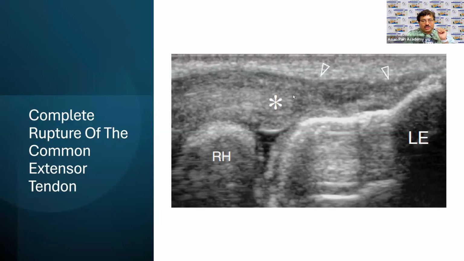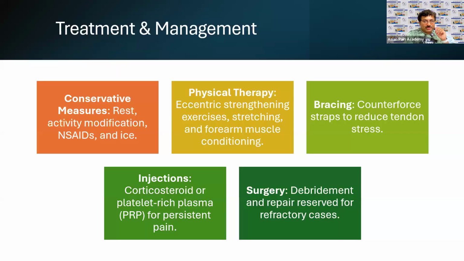So up to this part everything is there, and next we have the hypoechoic area, and this is also reduced in breadth. So basically this is a complete tear of the common extensor tendon. So these are the pathologies that might be there.